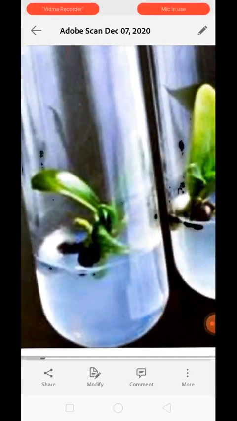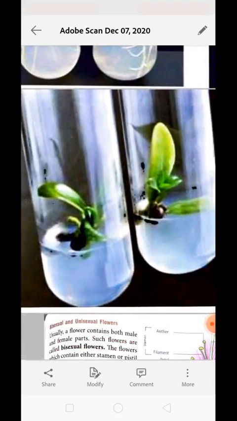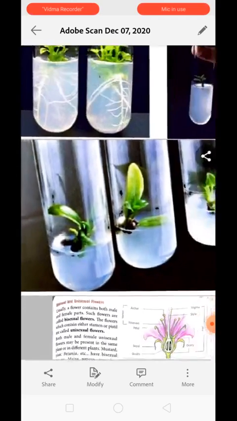See, they have already formed the leaf, they are going to form the roots. The plantlets so formed are now grown in pots filled with soil. Asparagus, chrysanthemum, orchid, and many other plants are grown by this method.